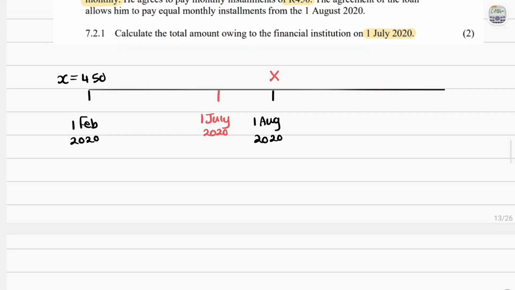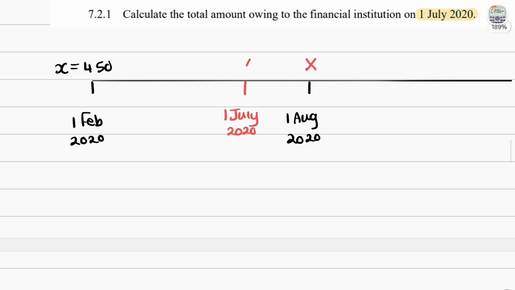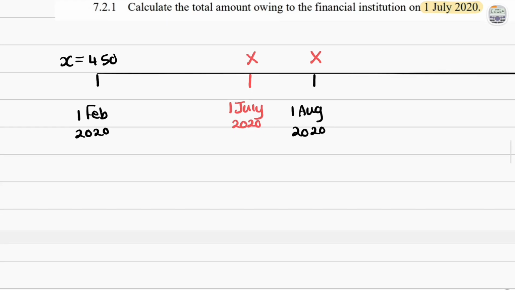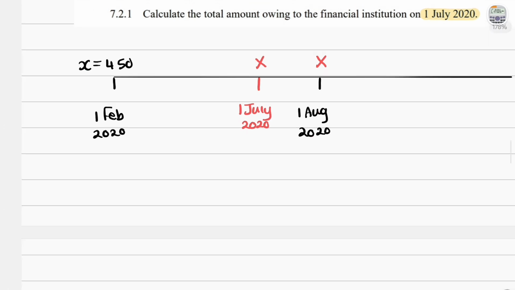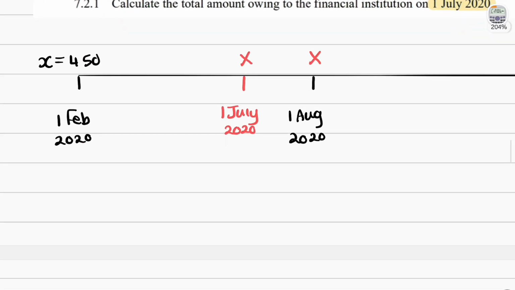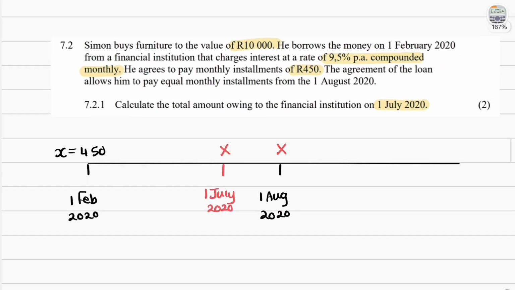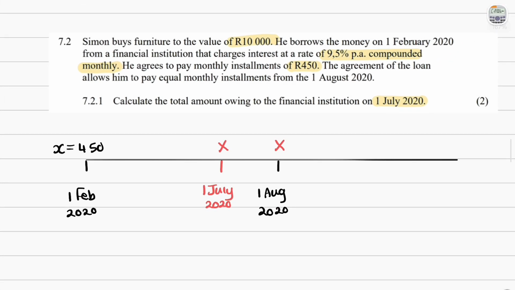Okay, so looking at it like this, we're going to determine how much he owes from here. So from February to July, how many months is that? That's March, April, May, June, July, 5 months. So it means that these payments were delayed by 5 months. That money that he owed, 10,000, it's not going to be 10,000 anymore. It's going to grow by the 5 months that he still owed it. And that's how loans work. You're going to always pay interest on what you owe.